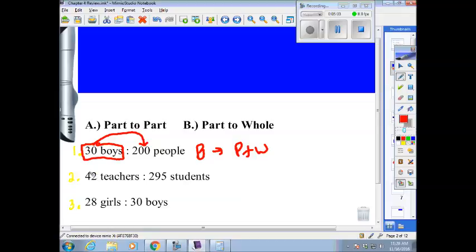Whereas this one, do those 42 teachers make up the 295 students? Is that number included in those 295? No, so that would just be a part to part. Okay, and finally, do those 28 girls make up those 30 boys? No, so that would be a part to part also. Everybody got that? All right, good.